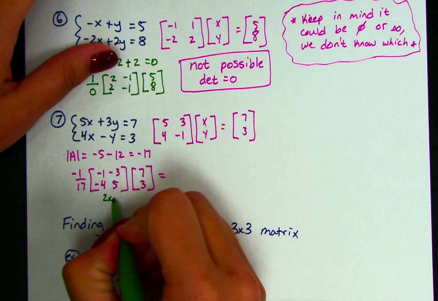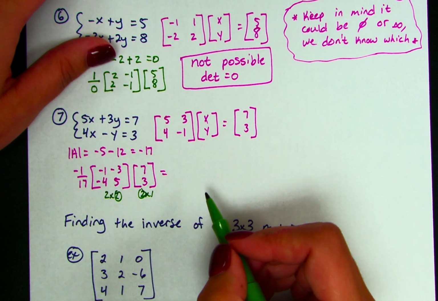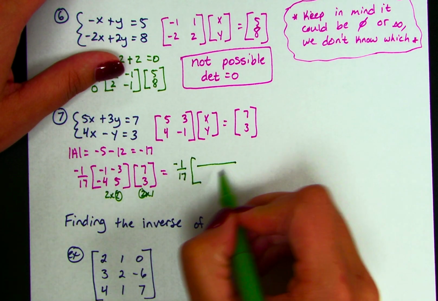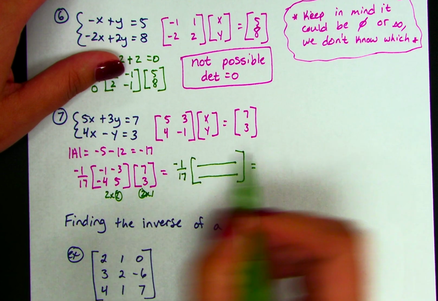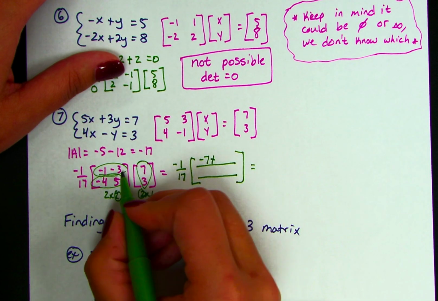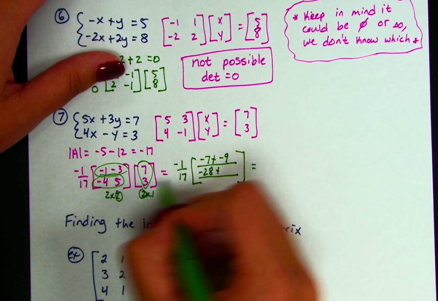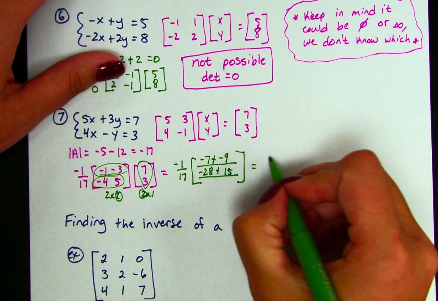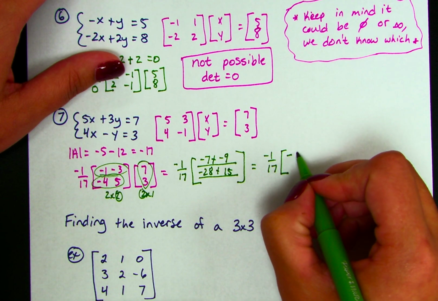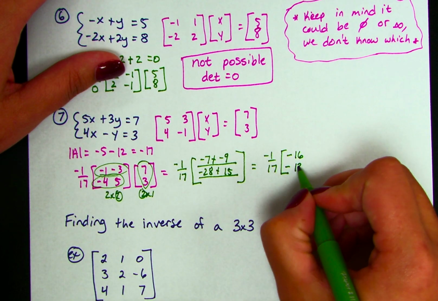All right, so 2 by 2, 2 by 1. Inside numbers match. So we will have 2 rows, 1 column for that answer matrix. And then that -1/17, that scalar just gets carried through. So this will be -7 plus -9. And then -28 plus 15. Again, carrying that -1/17 through, and then this will be a -16 and a -13 when we combine.